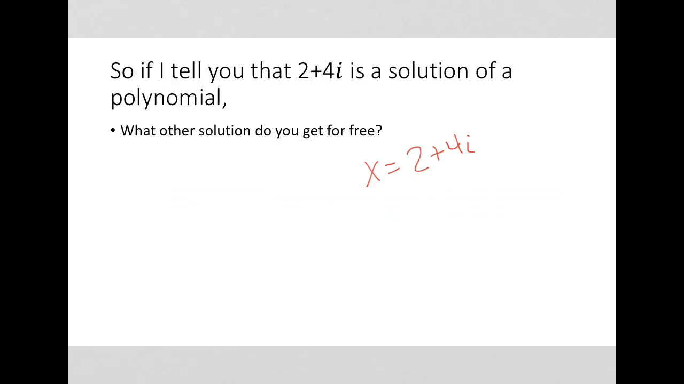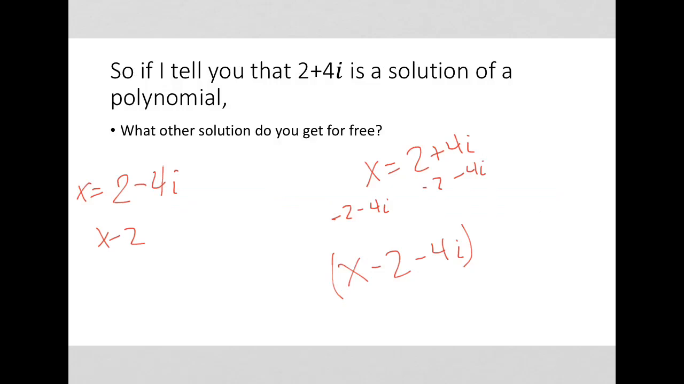Imagine if we got all of our terms on one side of the equal sign. I could subtract 2 and subtract 4i from both sides, and I would end up with x minus 2 minus 4i. And I could do the same thing with my other solution, 2 minus 4i, its conjugate pair. Then I'm going to end up with x minus 2 plus 4i, which is going to be my second factor.